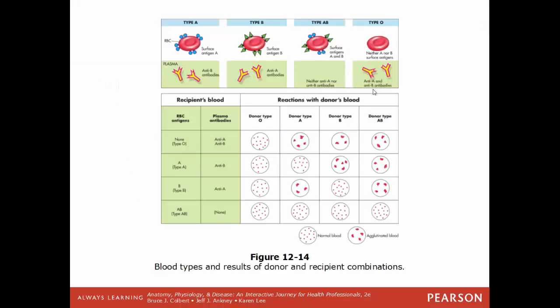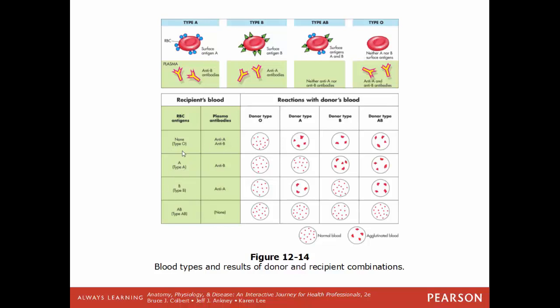Alright, here's a summary of not only surface antigens but the different kinds of antibodies that are found and what would happen. So, for example, type A blood will have surface antigen A but anti-B antibodies. Type B blood has surface antigen B on the red blood cells and anti-A antibodies. Type AB blood will have both surface antigens A and B, but no anti-A or anti-B antibodies at all. And type O has no surface antigens, but has both anti-A and anti-B antibodies. So this is a summary of what's in this graphic up here.